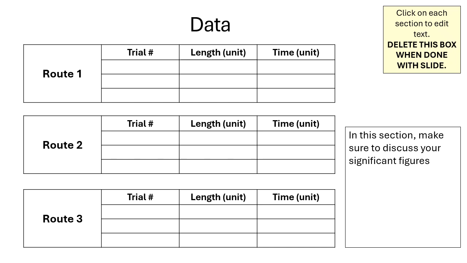And you're going to do 3 trials for each of those routes. So for route number 1, you're going to do trial 1, 2, and 3. You're going to measure the length that you cover in that route, and then you're going to measure the time it takes to complete that. For route 2, same thing. For route 3, same thing. Then in the box on the right, you're going to make sure to discuss significant figures. How many significant figures do you have in your numbers, and is that the right number of sig figs?